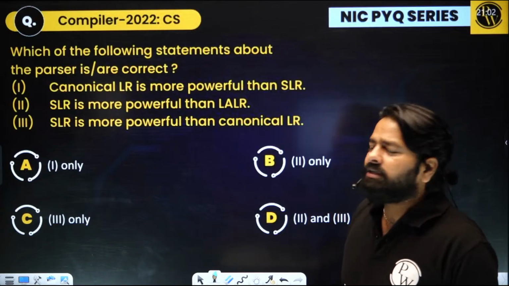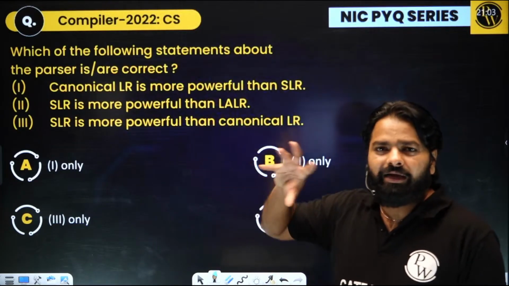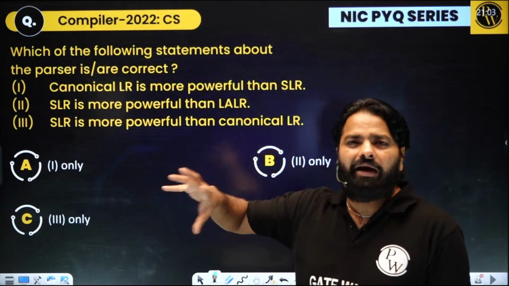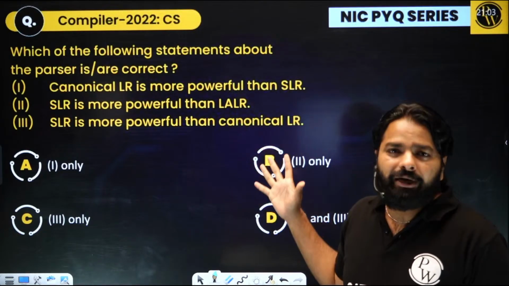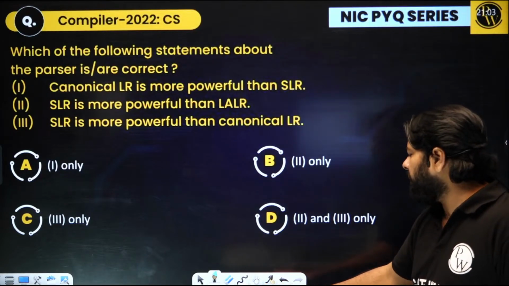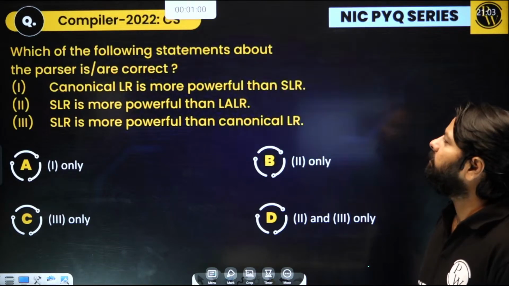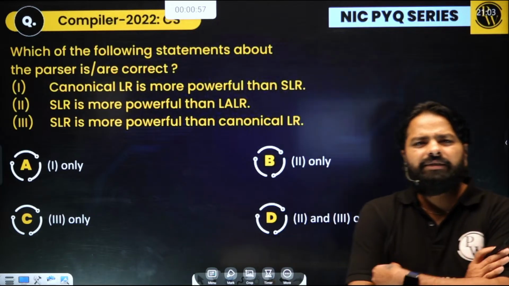In compiler, see the relations between the different parsers like LR, SLR, CLR, LALR and LL parsers. So this is the first kind of question. Okay, you can practice now. I'll give you a minute. 1 minute. Very easy question.